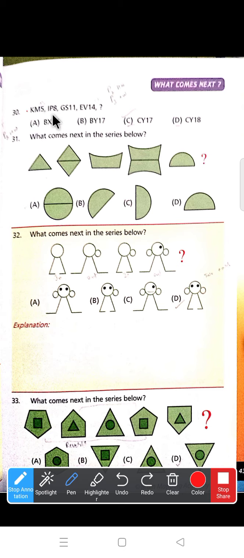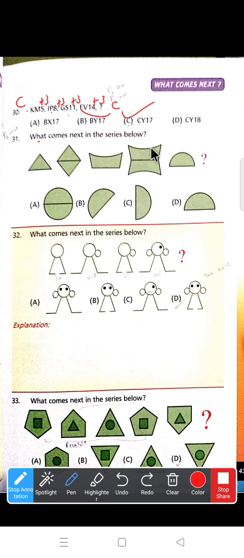Now K, I, G, E, that means in between each and every letter they have given one letter gap. So before E, C should come. When coming to the numbers part, you need to do plus 3, plus 3, plus 3 and plus 3. So 14 plus 3, 17. So 30th option is C.